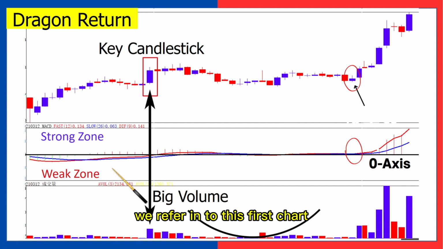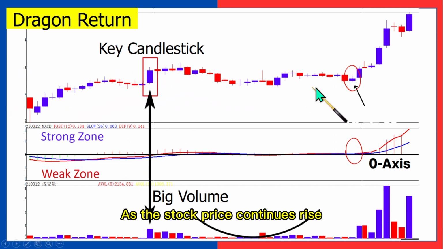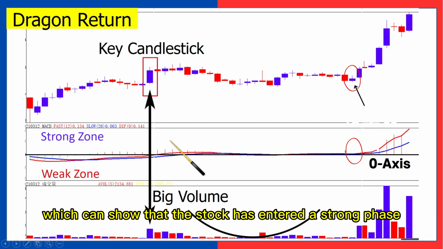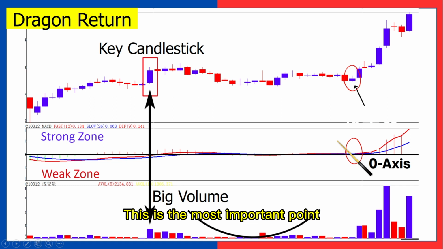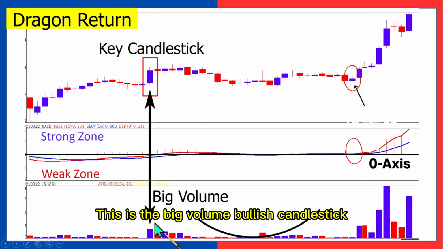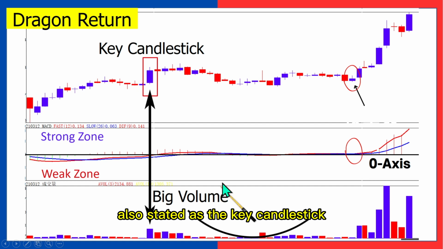We refer to this first chart. As the stock price continues to rise, the MACD indicator needs to enter the strong zone at the beginning, which shows that the stock has entered a strong phase. This is the most important point. As for the candlestick, it refers to the strongest candlestick. This is the big volume bullish candlestick, also called the key candlestick.